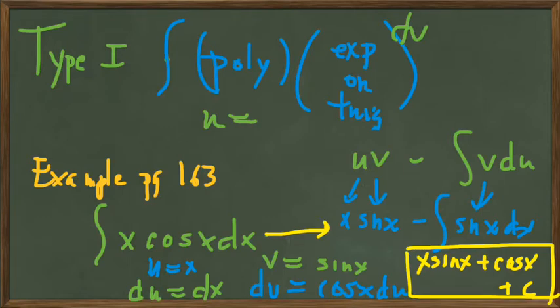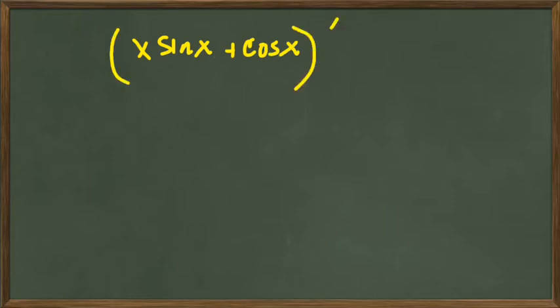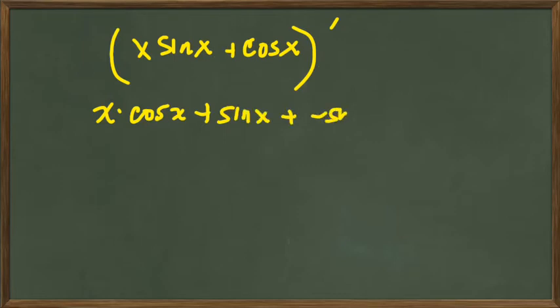We should differentiate this to confirm. So it's x sine x plus cosine x, and the derivative of that, using the product rule, gives us x cosine x, that's first times derivative of second, plus derivative of first times second, plus the derivative of cosine x, which is minus sine x. We get back to x cosine x, which was our integrand.